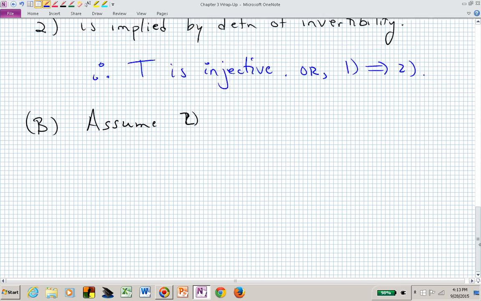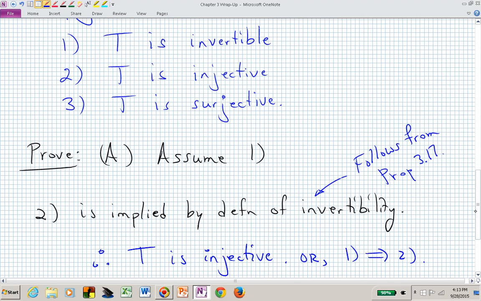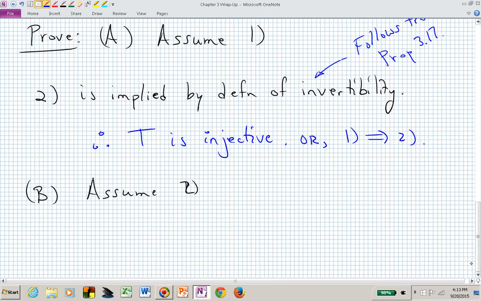Back to this proof, now we're assuming 2. We're assuming that T is injective. What does that tell us? What fact does that tell us?